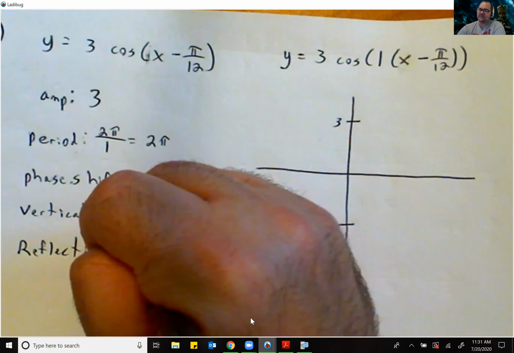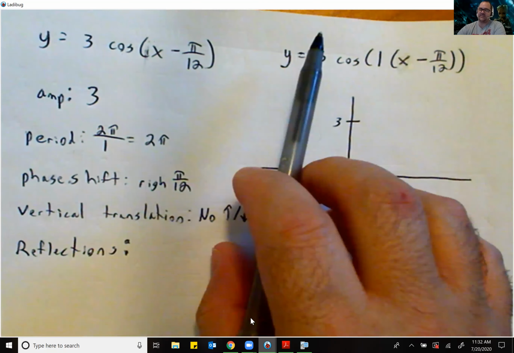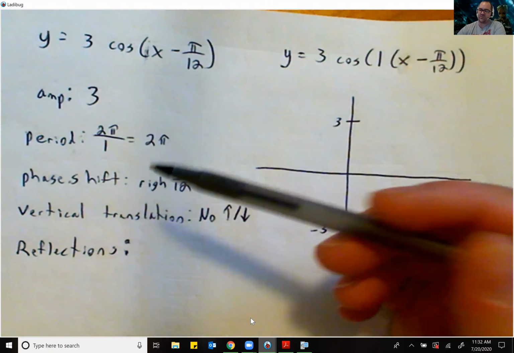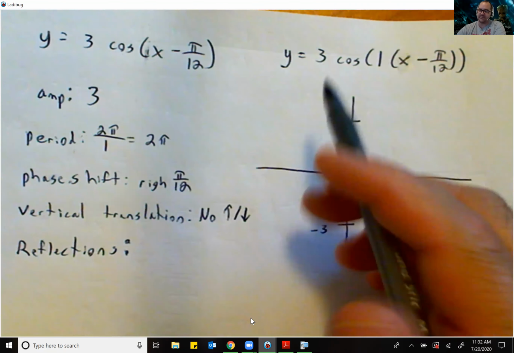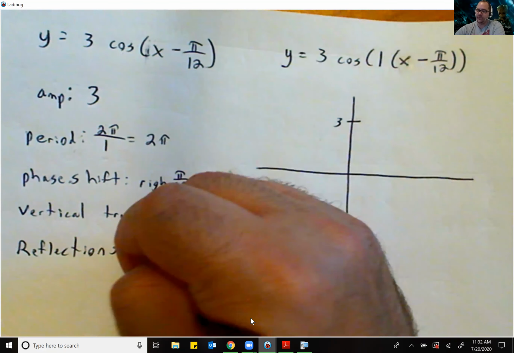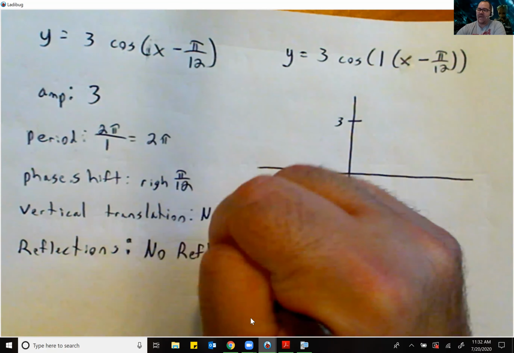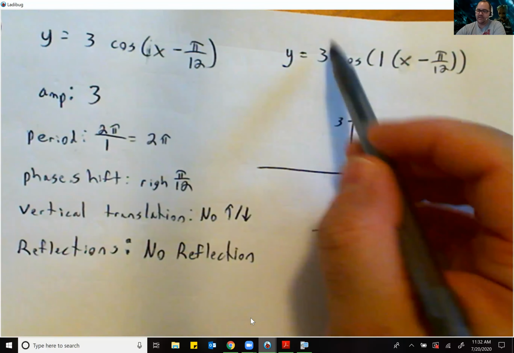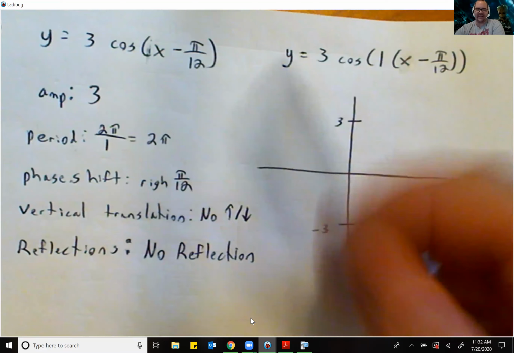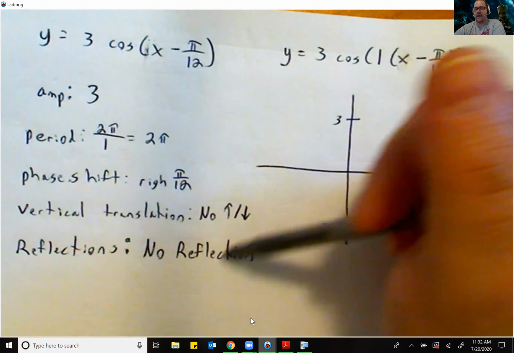Reflections. Reflections are all based off of A. If A is negative, that means my graph will be flipped upside down. It'll reflect over the x-axis. So you look at your A, it's positive, so that means there is no reflection. If A was negative, if this was a negative 3, then we would have said reflect over the x-axis. So this is the information that you're actually going to put into MyMathLab.